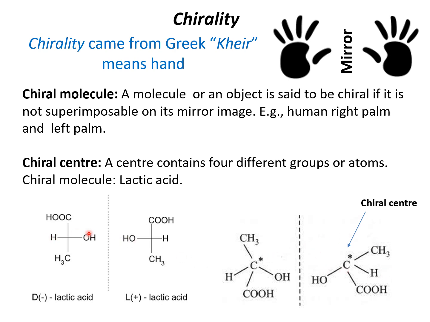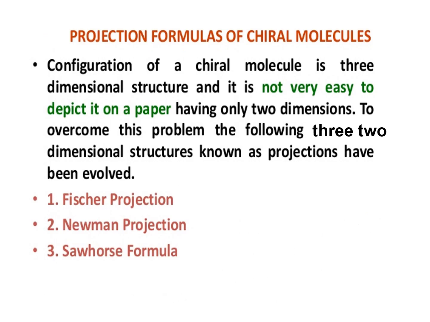The other way is called the Fischer projection representation. The same lactic acid can be written like this also. So there are 3 different types of projection formulas: Fischer projection, Newman and Saha's. All the 3 projections are useful in describing the molecule, that is, the 3-dimensional representation in 2 dimensions.